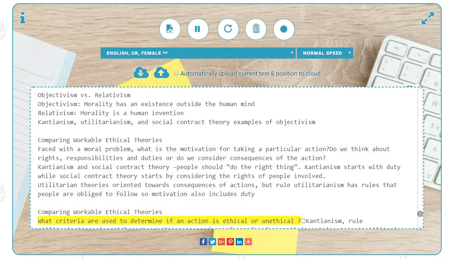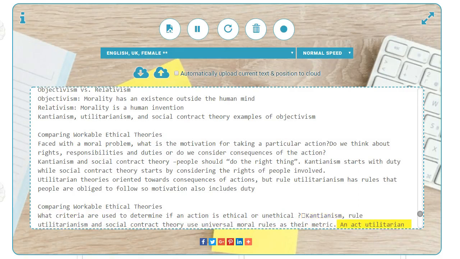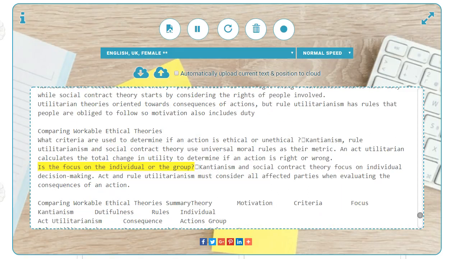Comparing workable ethical theories. What criteria are used to determine if an action is ethical or unethical? Kantianism, rule utilitarianism and social contract theory use universal moral rules as their metric. An act utilitarian calculates the total change in utility to determine if an action is right or wrong. Is the focus on the individual or the group? Kantianism and social contract theory focus on individual decision-making. Act and rule utilitarianism must consider all affected parties when evaluating the consequences of an action.